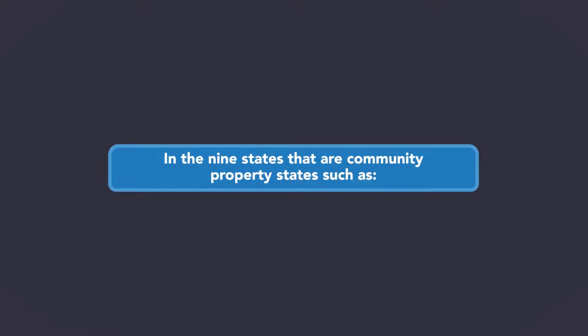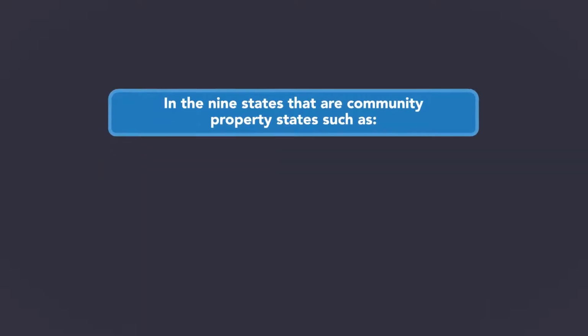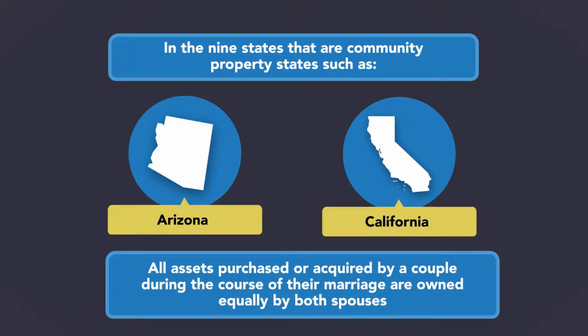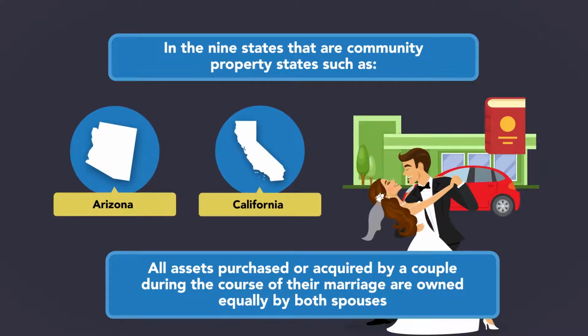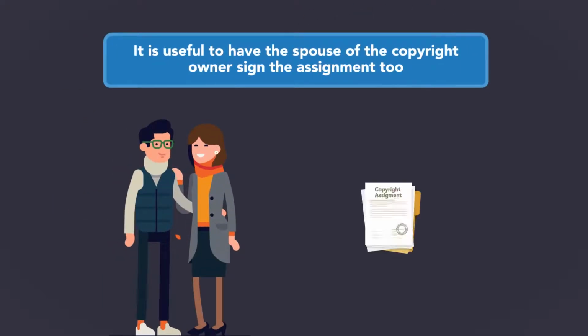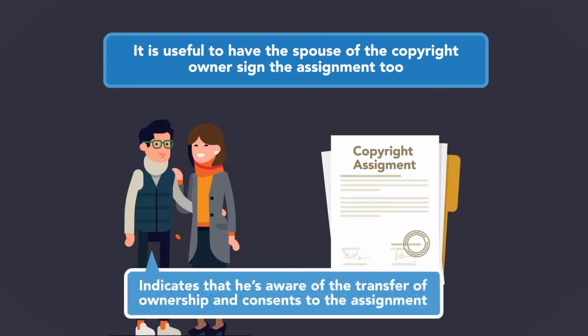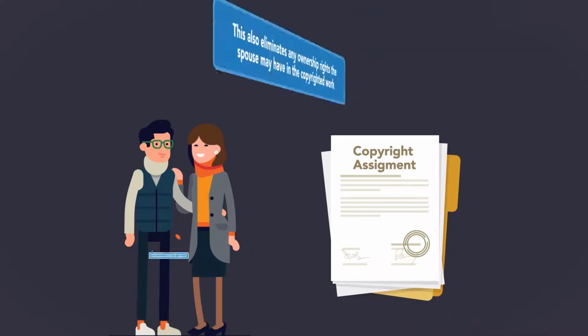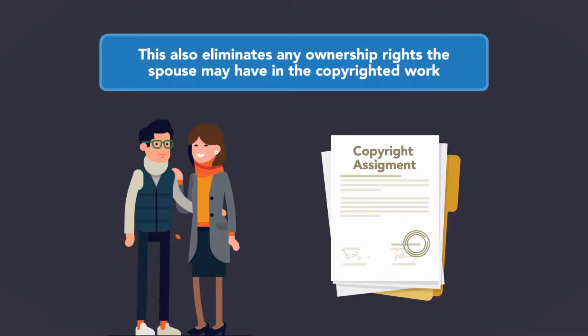In the 9 states that are community property states, such as Arizona and California, where all assets purchased or acquired by a couple during the course of their marriage are owned equally by both spouses, it is useful to have the spouse of the copyright owner sign the assignment too, to indicate that he's aware of the transfer of ownership and consents to the assignment. This also eliminates any ownership rights the spouse may have in the copyrighted work.